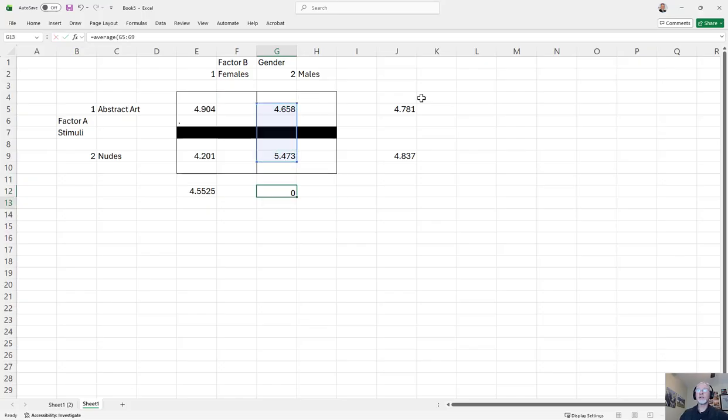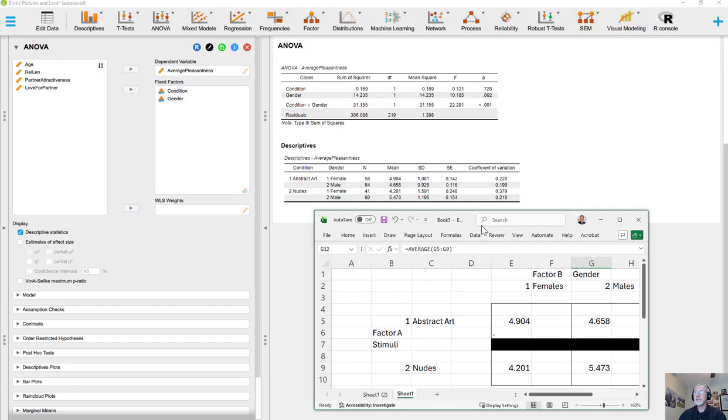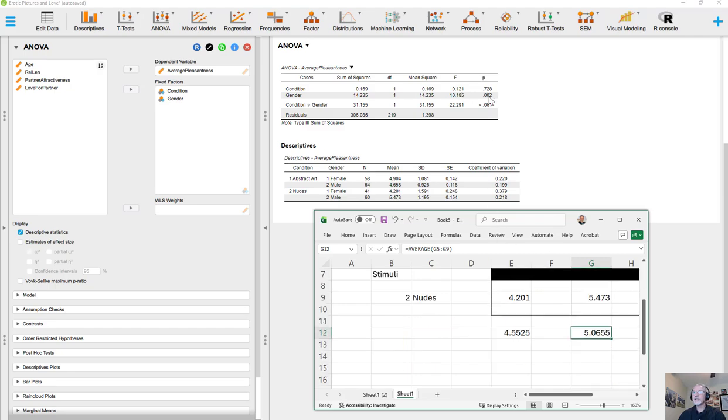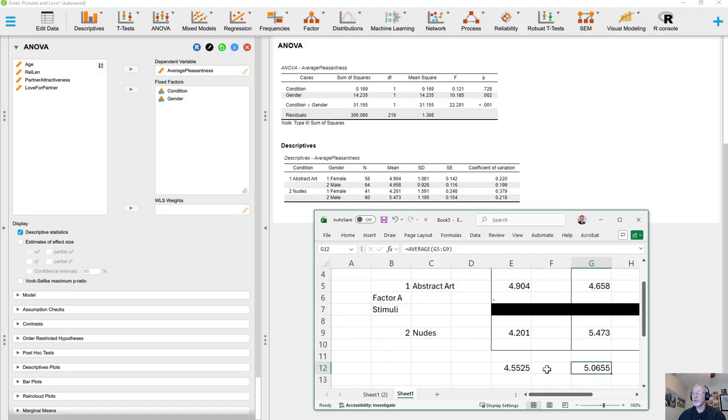And the average here is 5.065. Here you have one of the larger differences, although not as large as this difference right here. So males overall look like they are finding it more pleasant, and that is consistent with this main effect for gender. You have a main effect for gender, that means you can interpret the difference between these two means.